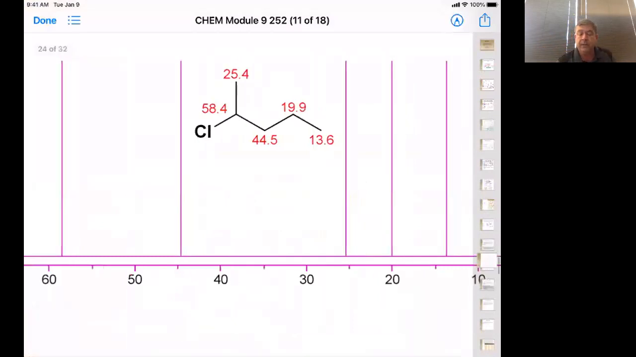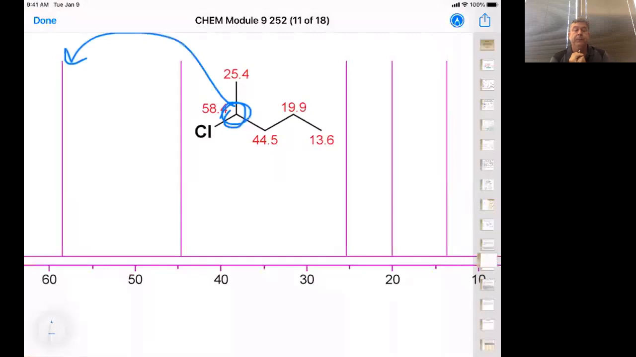So if we talk about this carbon right here, it's the only carbon with an electronegative atom on it, right? So it's going to be the highest shifted up field. And so that's going to be our peak up here, okay?